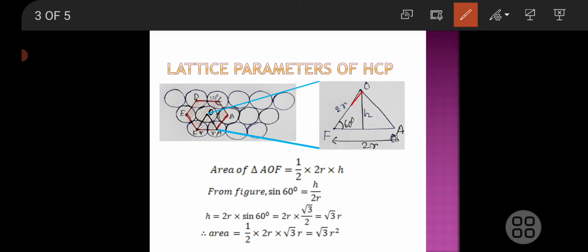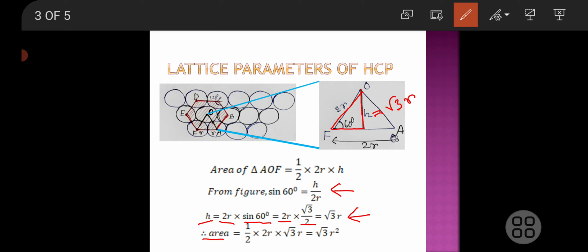For that we will consider this triangle. This has an angle of 60 degrees and it is a right angle triangle. From that we can find sine 60 degrees, which is h by 2r, and from there we can find h. h is equal to 2r into sine 60 degrees, so it is 2r into root 3 by 2. So basically we find that h is root 3 r.